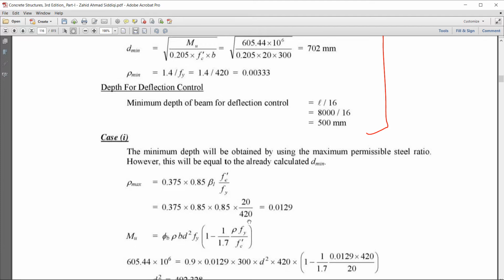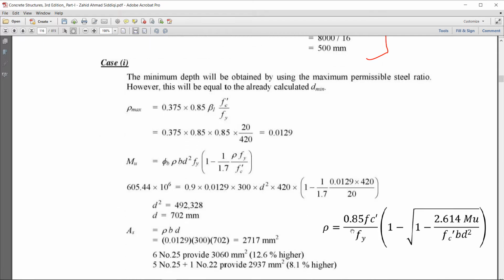So you can put the value of rho max in this formula, that is the same formula we use for getting the steel ratio for the beams. In this formula you put the value of rho here, 0.0129, fc prime, fy, all the values, d square. Then you will take the d on one side and the rest of the items on the other side, then take the square root, you will get the same value of d, 702 millimeter.